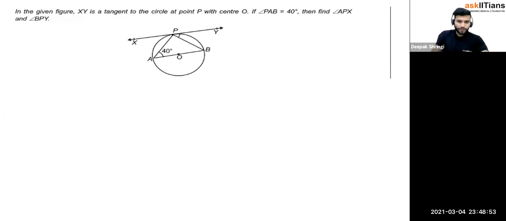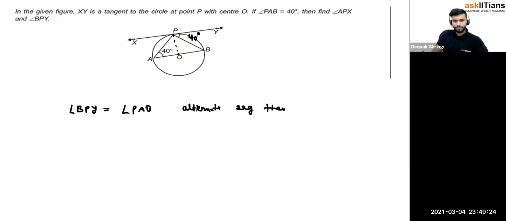What you do is that you first join this point with the center, right over here. Now in this figure, again, I'm going to use the alternate segment theorem. So I'm not writing much right now, I'm just putting it over here. This angle has to be 40 degrees, right, guys? So basically, what I'm trying to say is that angle BPY would be the same as angle PAB. Why? Because of the alternate segment theorem. So now, this is 40 degrees. If it is 40, I know the other is 50. How? The total is 90. By that, I can say that.